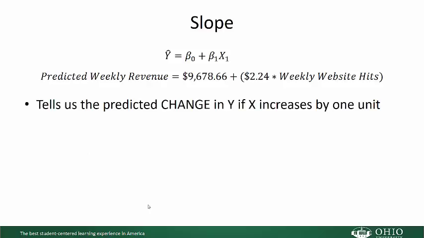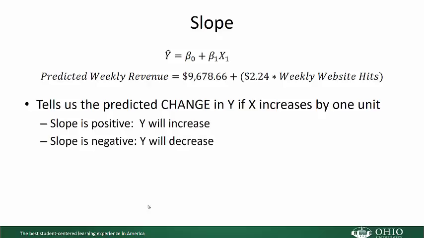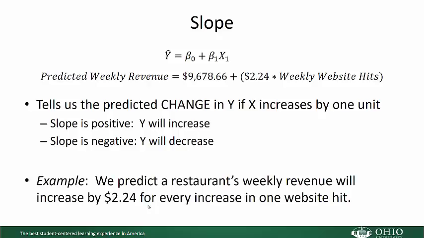The slope, on the other hand, tells us the predicted change in Y if X increases by 1 unit. If the slope is positive, that means there's a positive relationship. So if X increases by 1 unit, Y is predicted to increase. If the slope is negative, that means there's a negative relationship between X and Y. So if X increases by 1 unit, Y is going to decrease. In our example, our slope is $2.24. That means every increase of 1 unit of X, so every increase of 1 website hit, results in a predicted increase of $2.24 in weekly revenue.